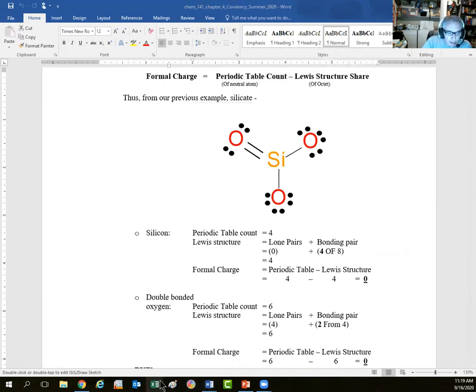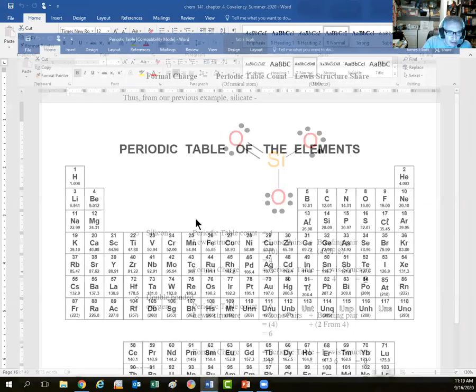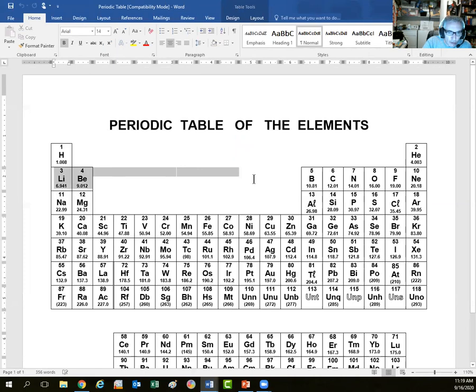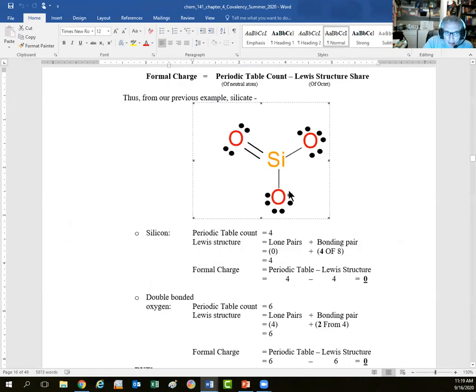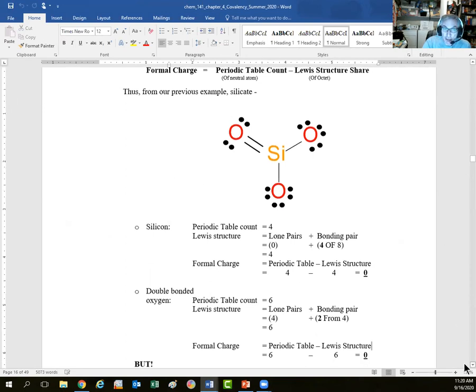Well, the periodic table tells us to expect 1, 2, 3, 4, 5, 6, because it's the 6th element in the row. How many electrons does the double bonded oxygen actually control? 1, 2, 3, 4, and then 1 from each bond, 6. So 6 from the table count, 6 from the Lewis structure count. It's electrically neutral too. But if we look at those single bonded oxygens, we're going to get a different answer.